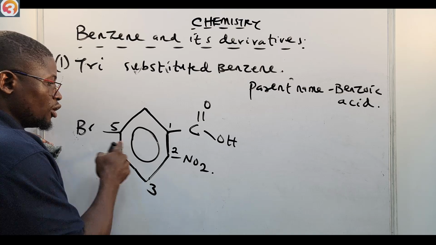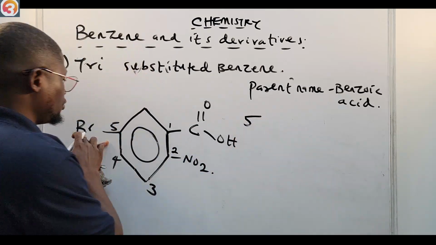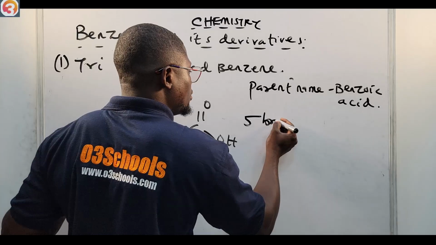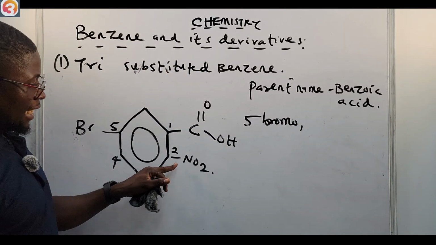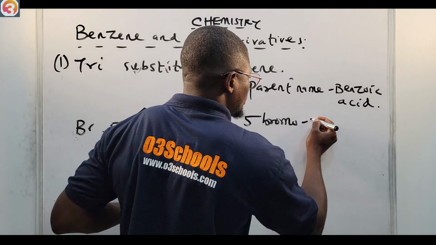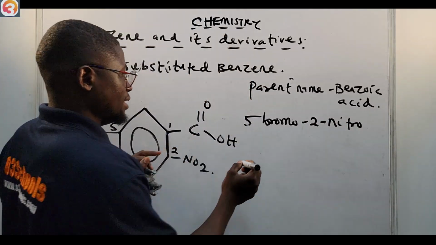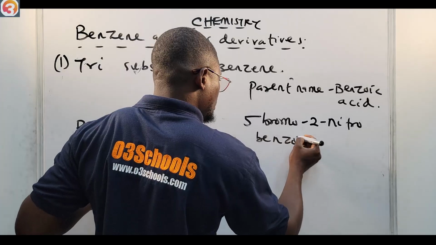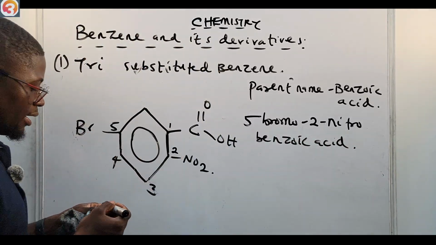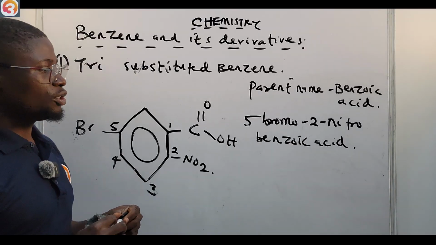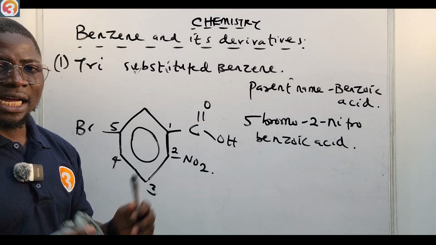Okay, and bromo comes before nitro. So I'm going to have what now? 5-bromo. On what position is bromine? 5-bromo, comma. Then I'm going to have how many nitro? 2-nitro. You use a hyphen, 2-nitro. And then you now have benzoic acid, which is the parent name. So the name of this compound will be 5-bromo-2-nitrobenzoic acid. All right, so now let us see the final example and we are done.